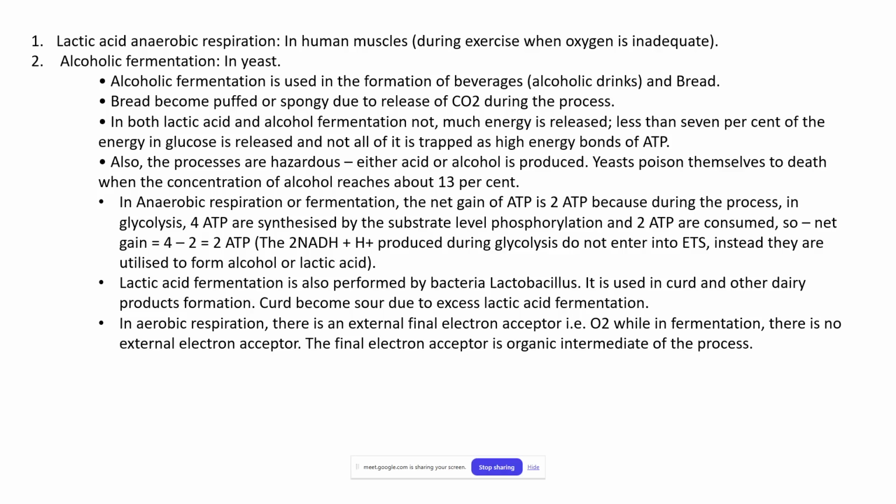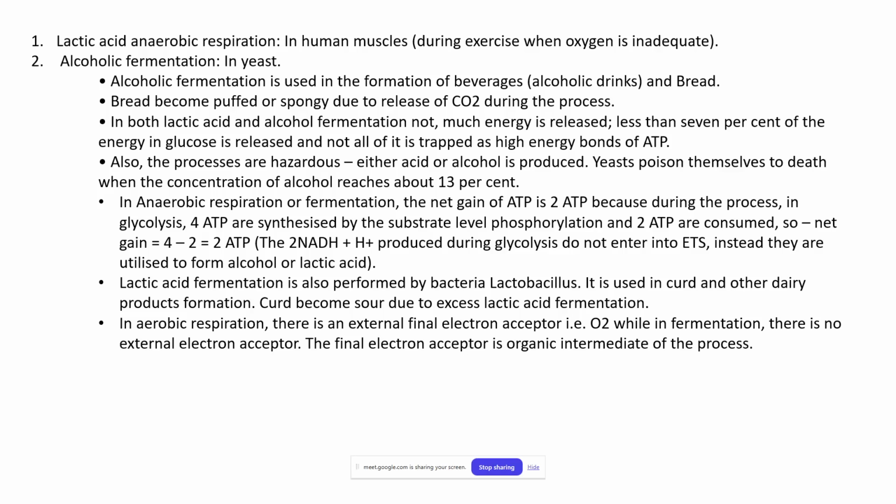In both lactic acid and alcoholic fermentation, not much energy is released. Less than 7% of the energy in the glucose is released, and not all of it is trapped by the high energy bonds of ATP. Also, the processes are hazardous. Either the acid or alcohol is produced, and yeast poison themselves to death when the concentration of alcohol reaches about 13%. When the alcohol released is more than 13%, the yeast poison themselves to death.